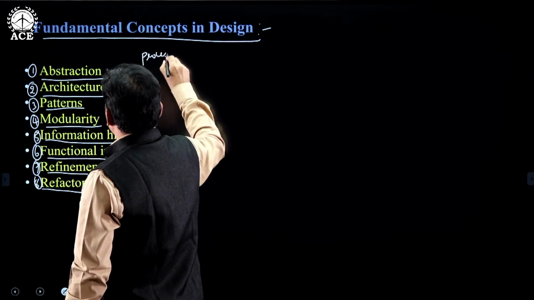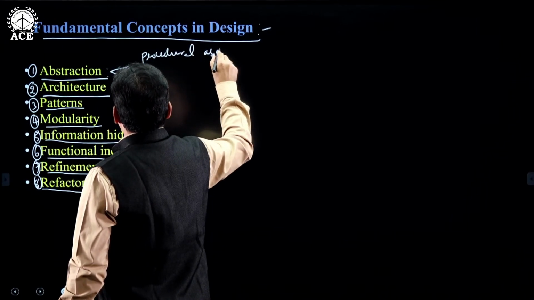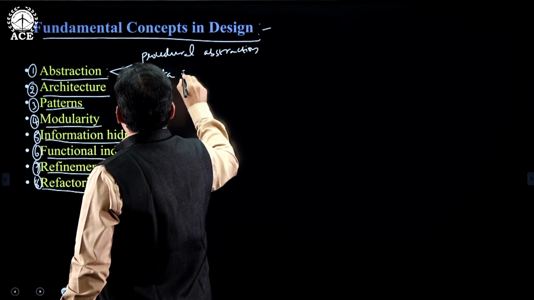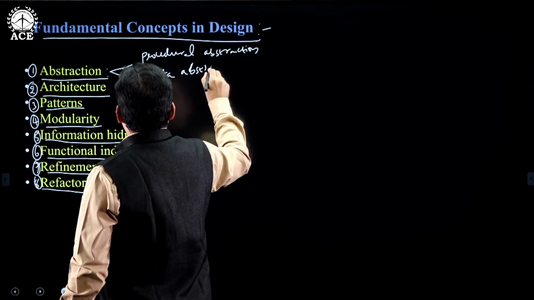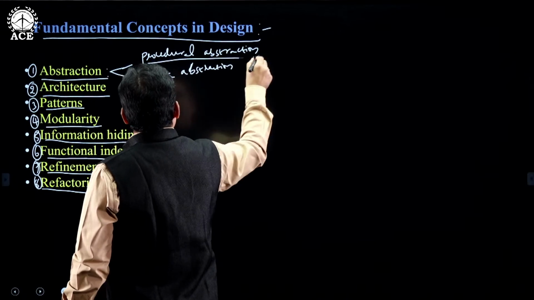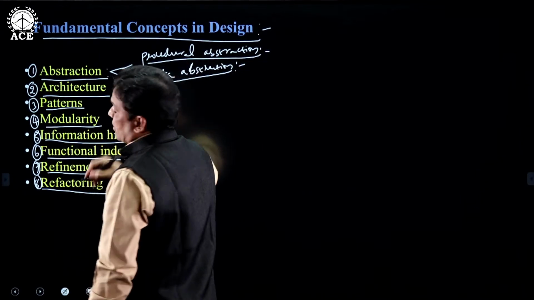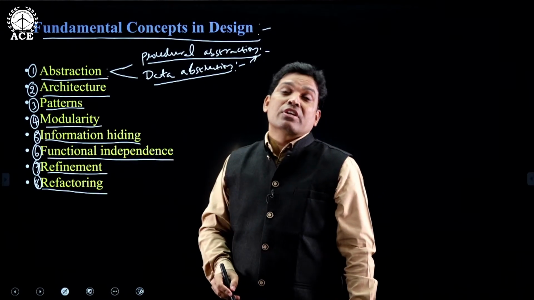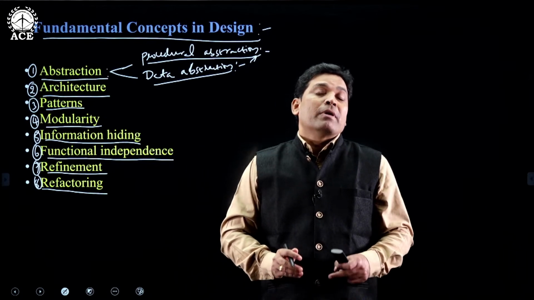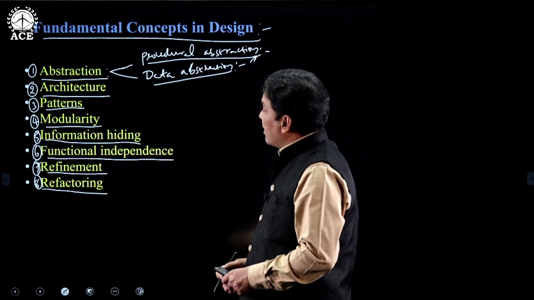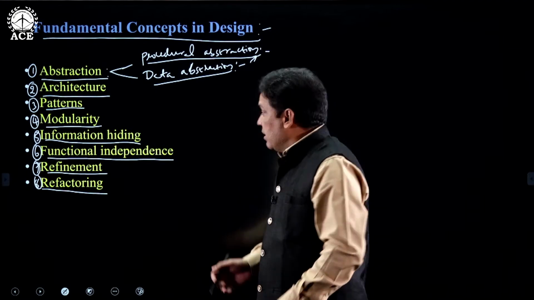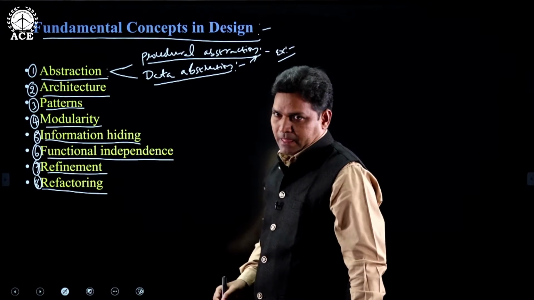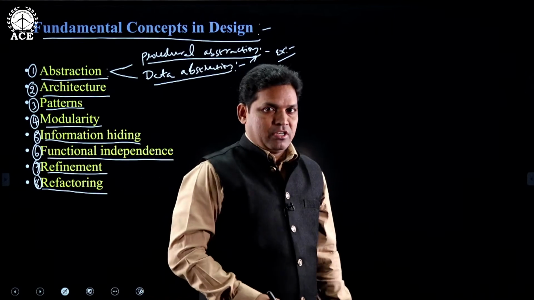Procedural abstraction, and the next one is data abstraction. So what is the importance of procedural abstraction, and what is the importance of data abstraction? Procedural abstraction represents the set of instructions required to perform some operation, whereas data abstraction represents some data object. We'll take one example for both procedural and data abstraction.